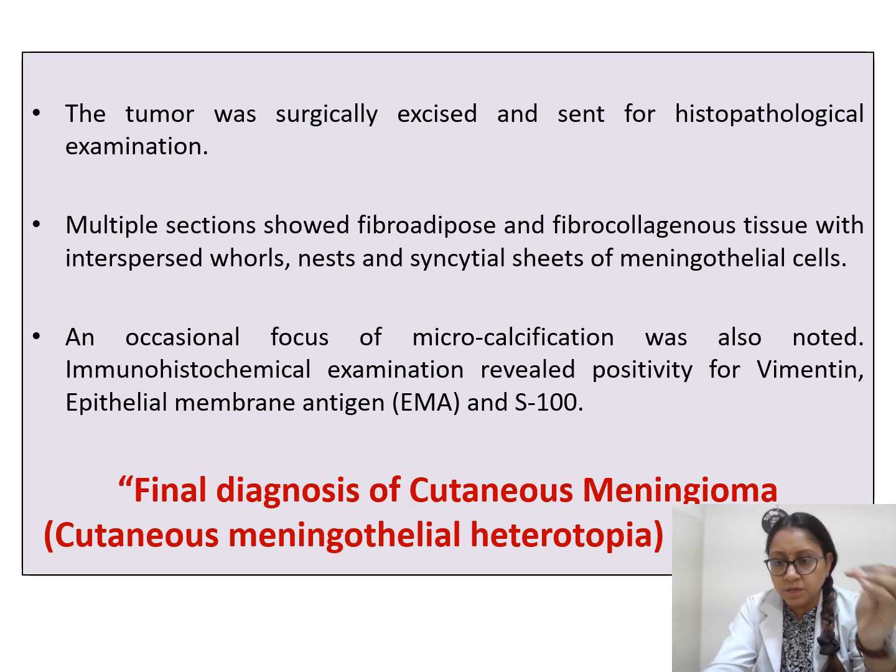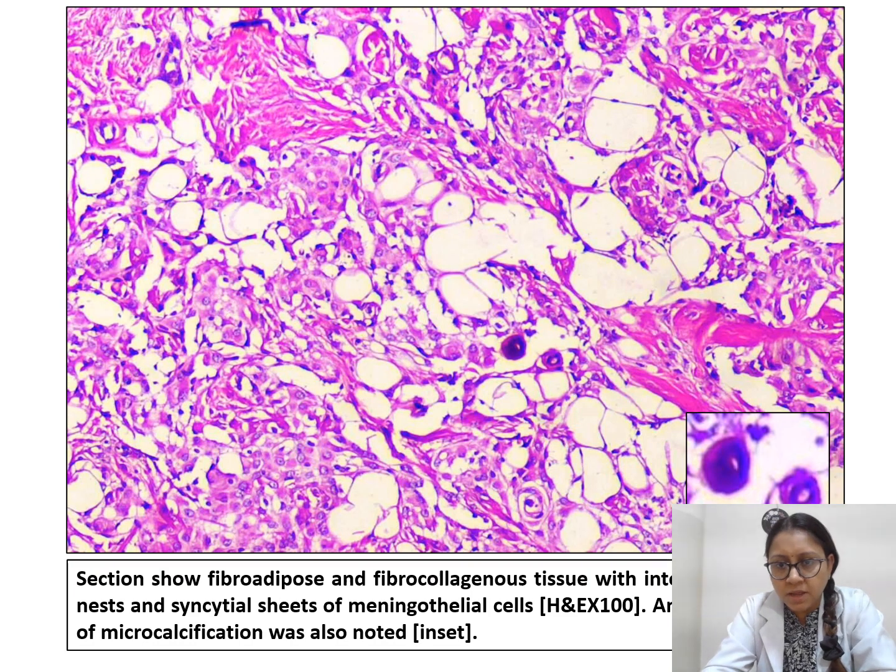On histo we confirmed the diagnosis was similar to your cyto findings, that is cutaneous meningioma. And we also moved ahead with immunohistochemical markers to give a definitive diagnosis. So we took vimentin, epithelial membrane antigen and S100. These all three were positive. These are very specific for your cutaneous meningioma. So our final diagnosis was cutaneous meningioma, or you can call it cutaneous meningothelial heterotopia. Present where it should not normally be present. Fine. So these were the sections.